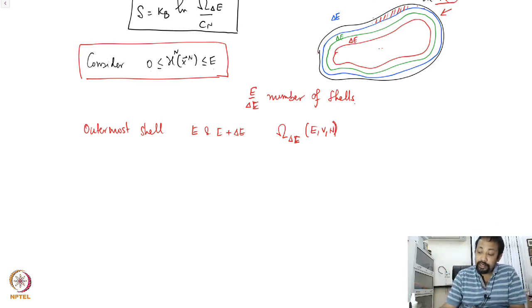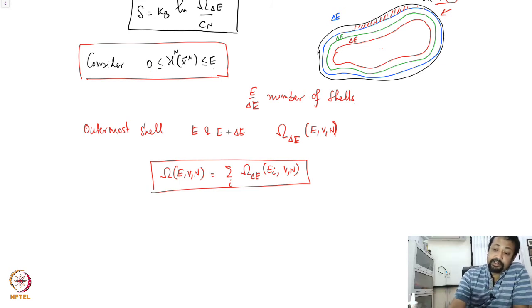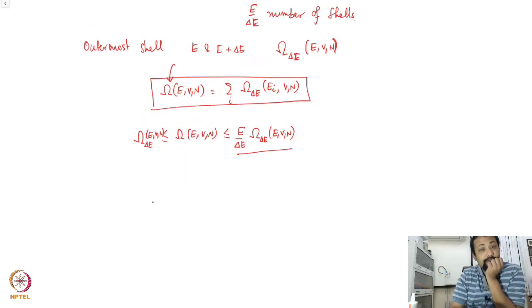Therefore, if you look at it carefully, this is the shaded volume that we are referring to. Now, the total volume omega E V N, which is contained by this hypersurface, is the sum over i of omega delta E, E i comma V comma N. But it is very evident, even from this pictorial representation, that the total volume contained within this hypersurface is definitely more than the shaded area, right? So we can write omega delta E, E comma V comma N is less than omega E V N. And if I multiply the volume of the outermost shell by E over delta E, the number of shells, then the total volume is less than this volume, right?